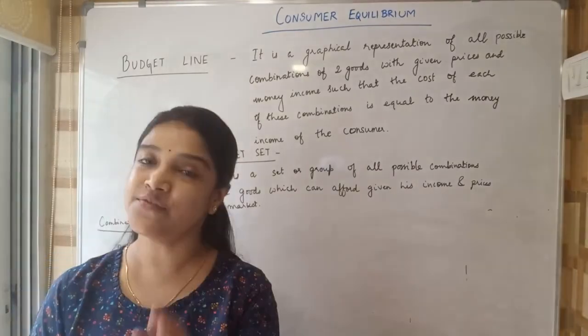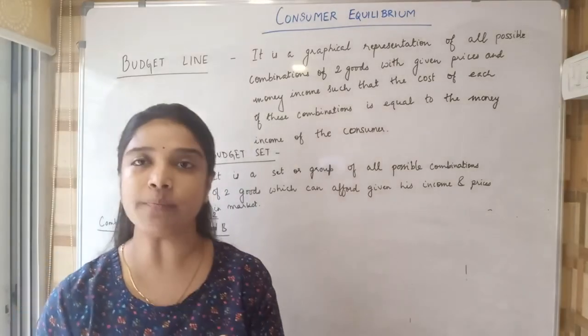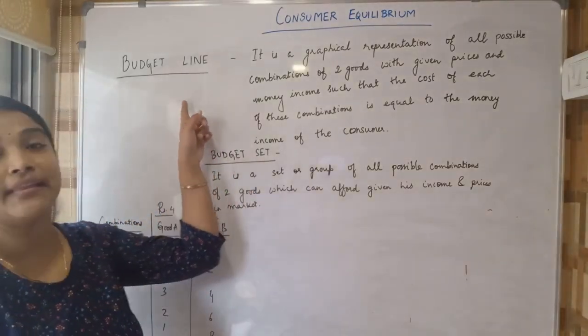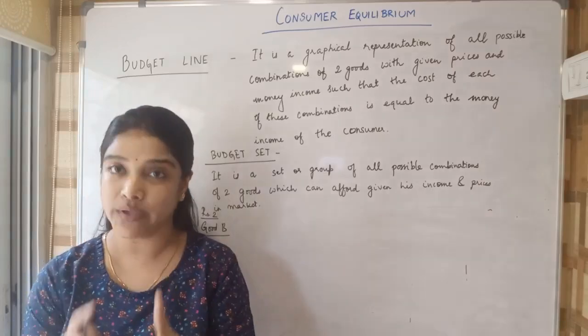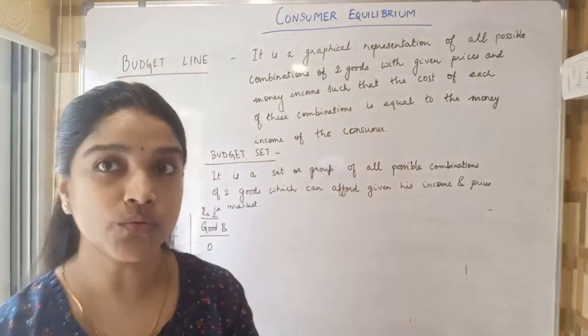Today's topic is from the chapter Consumers Equilibrium. We have done most of the topics from Consumers Equilibrium. Today we are left with only this topic, and that is the topic of budget line, which is very, very important. Now, what is the meaning of a budget line? We need to study that.